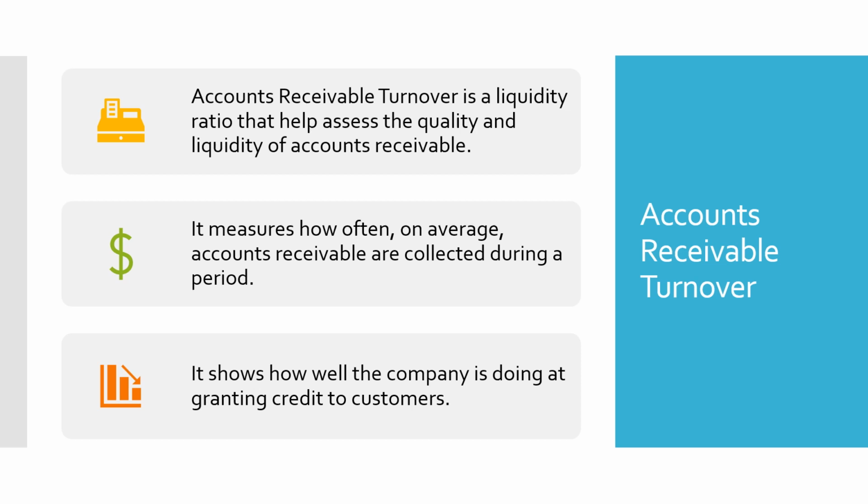We're going to calculate accounts receivable turnover, which is a liquidity ratio that helps assess the quality and liquidity of accounts receivable. We know that liquidity refers to how easily you can convert something to cash. So if you are collecting your accounts receivable more quickly, they're going to be considered to be more liquid. The accounts receivable turnover measures how often, on average, accounts receivable is collected during a period. It shows how well the company is doing at granting credit to customers and managing their accounts.